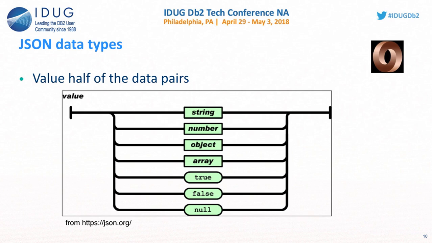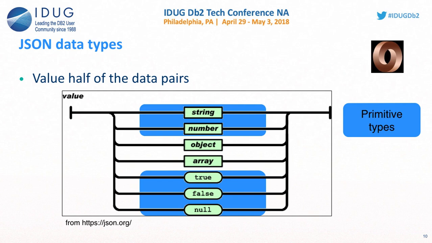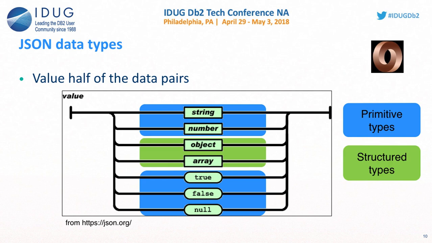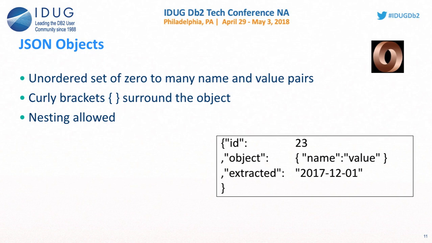So JSON supports nulls, so we don't have to do anything special with our DB2 nulls. The primitive types are here: string, number, true, false, and null. The structured types are the objects and the arrays, and those are basically repeated occurrences of the primitive type. So when you talk about an object, you're just saying it's an unordered set of 0 to many name and value pairs, because that's basically what JSON gets into. You've got a name, you've got a value. Curly brackets surround the object, and you can nest objects inside of objects.